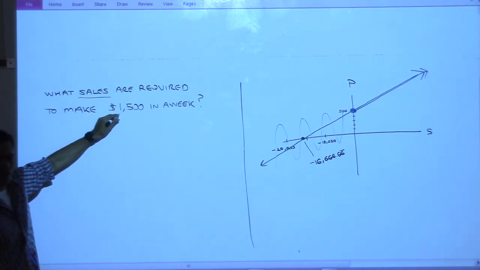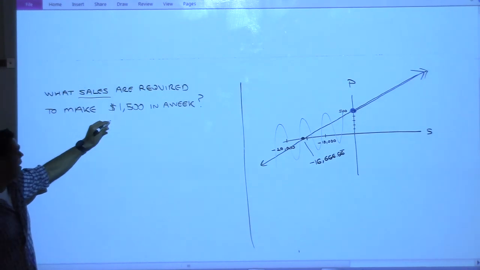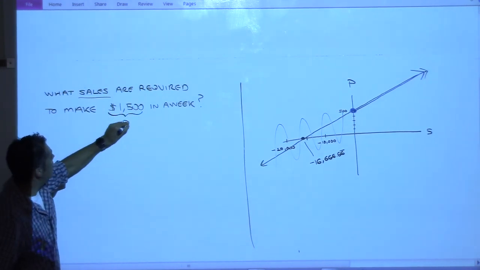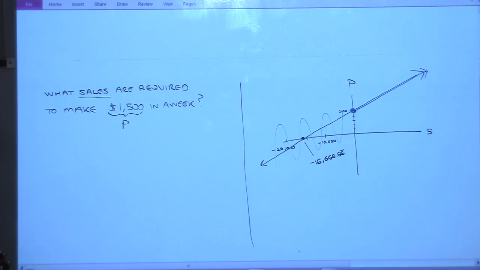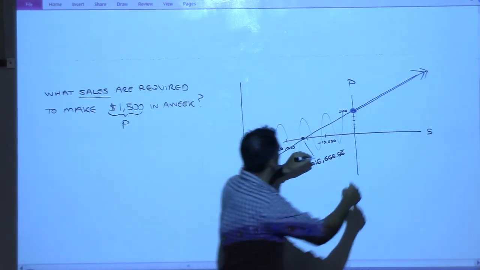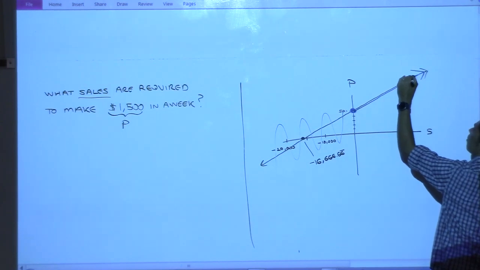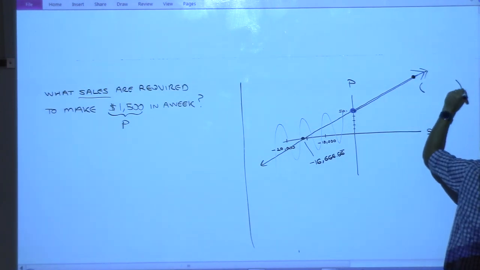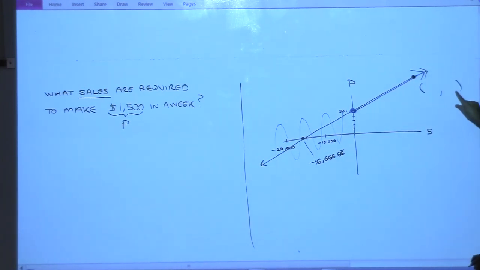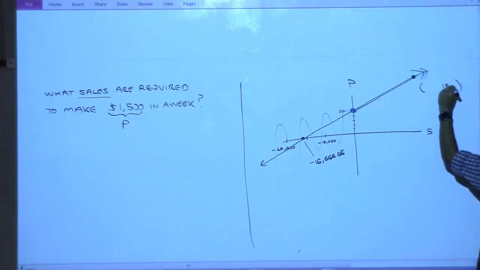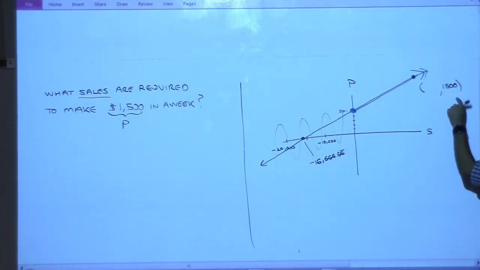This 1,500 is our what? Is that our sales? That's our pay, right? So this is saying, look, this is our pay, saying where on this line, somewhere over here, there's a point where our pay is 1,500. That's our pay. And it wants to know what our sales need to be. Does that make sense?